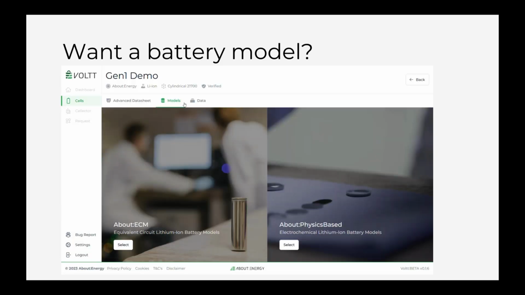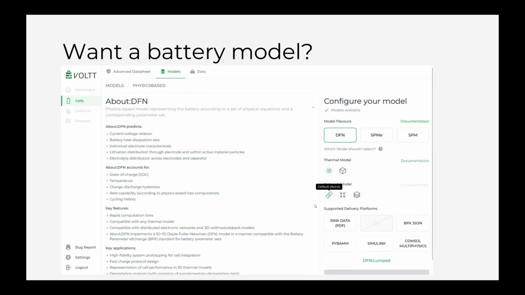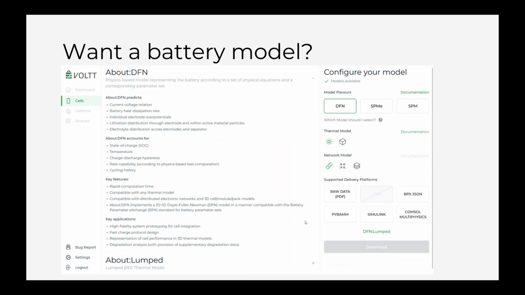Now looking over at physics-based models, we're thinking of DFN, the Doyle-Fuller-Newman model, the single particle model with and without electrolyte. Again, configuring that model, what type of thermal model and network model you like, and then download that in the platform you like, whether that's, say, the Battery Parameter Exchange open file format, or PyBAMM, the open source modeling platform.